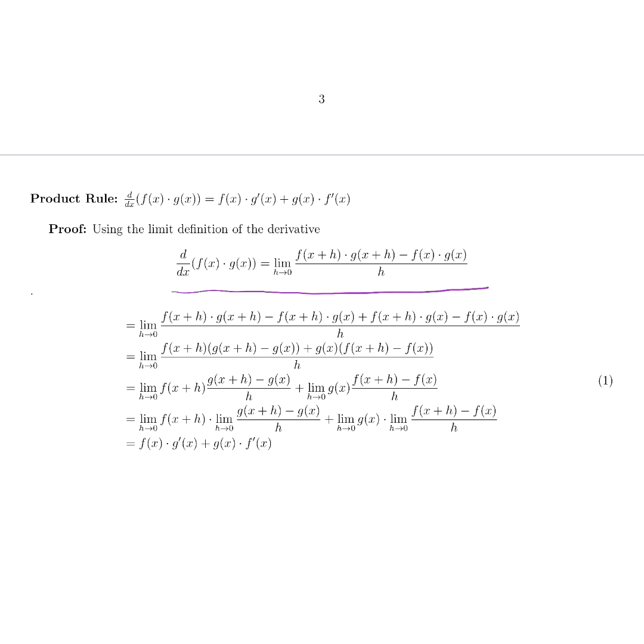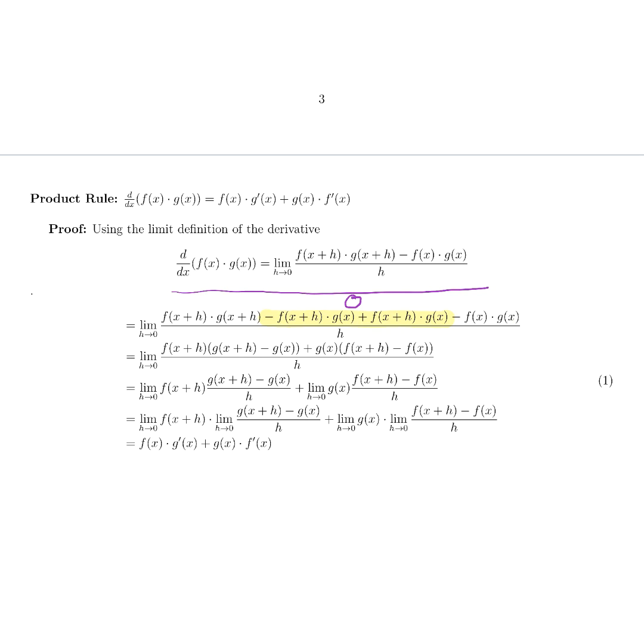We take, if we look at what's happening right here, all we've done is we've inserted into the numerator negative f of x plus h times g of x plus f of x times h times g of x. And another name for that is just 0. That highlighted piece is 0, so we haven't changed the value of this quantity at all.